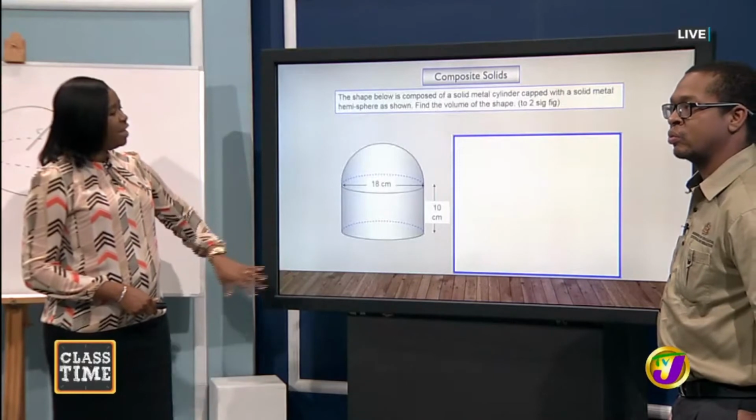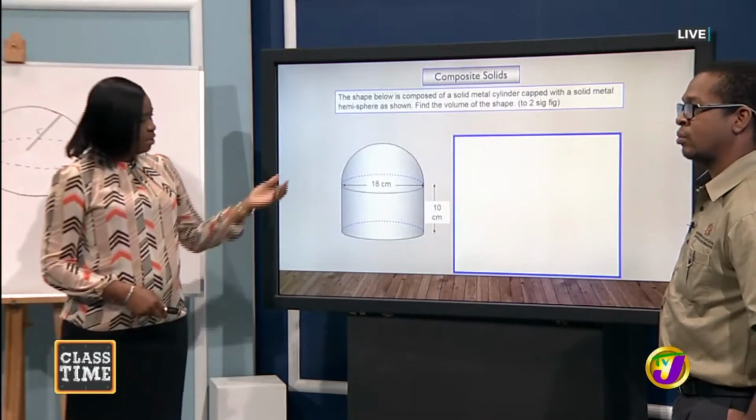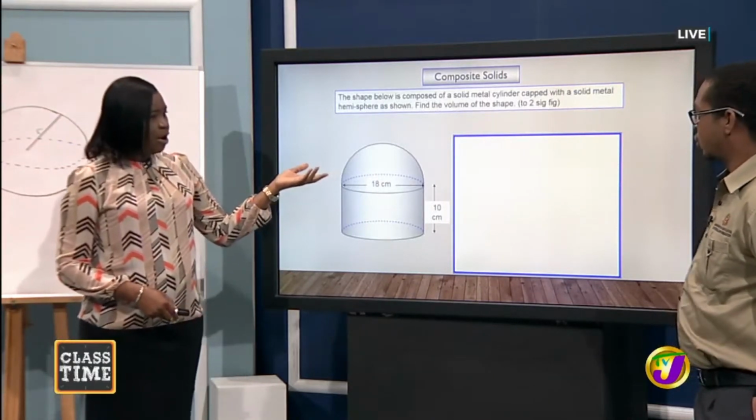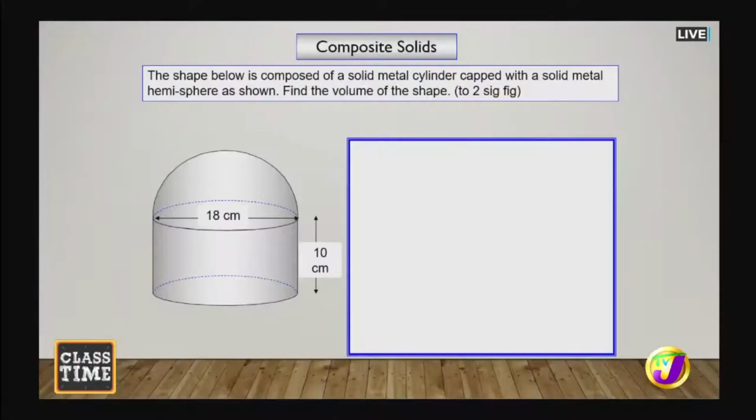Okay, let's look at another example. Here we have a hemisphere, half of the sphere at the top, and a cylinder. The shape below is composed of a solid metal cylinder capped with a solid metal hemisphere as shown. Find the volume of this shape, and they want us to give our answer in two significant figures.